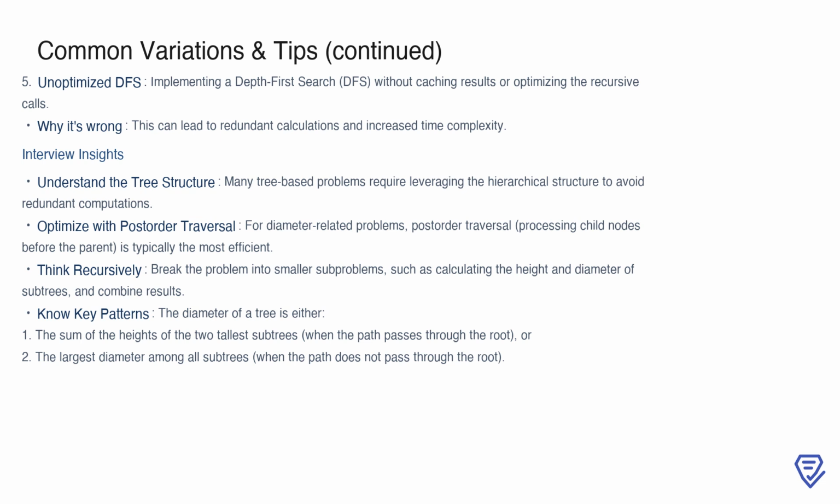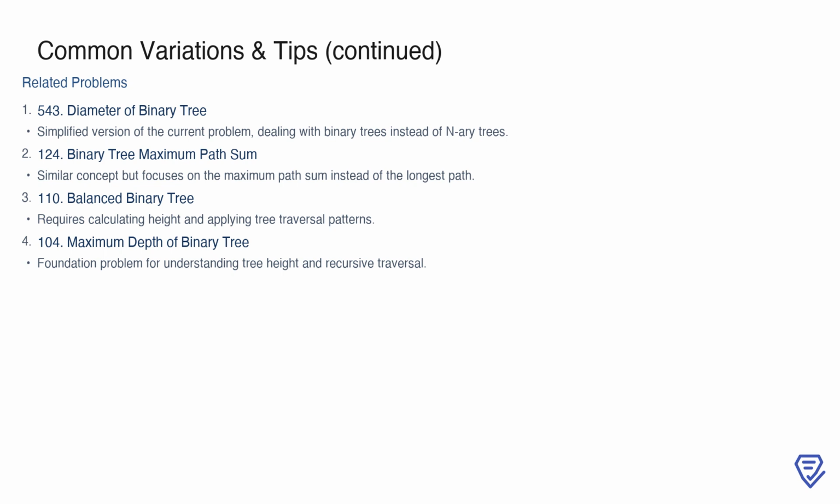Additionally, recognize key patterns. The diameter of a tree is either the sum of the heights of the two tallest subtrees, if the path passes through the root, or the largest diameter among all subtrees, if the path does not pass through the root. This problem is closely related to several others that you may encounter, especially in the context of binary trees. For example, problem 543, diameter of binary tree, is a simplified version of this problem, focusing on binary trees rather than N-Ary trees.